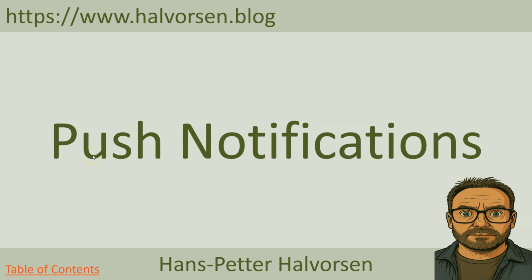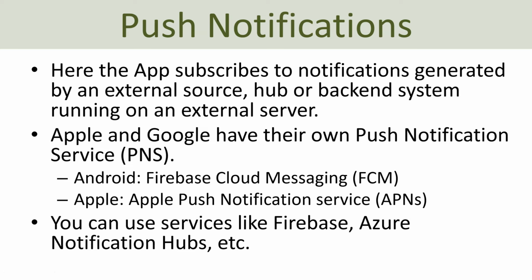So the third type of notification on a smartphone app is so-called push notifications. This is more complicated to implement, so I will not show a real example here in the tutorial, but I will go through the basics. Typically for push notifications, the app subscribes to a notification generated by an external source, a hub or a backend system, typically running on an external service.